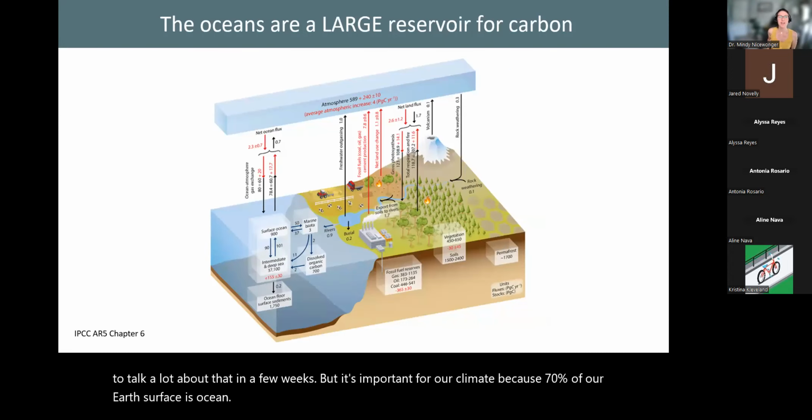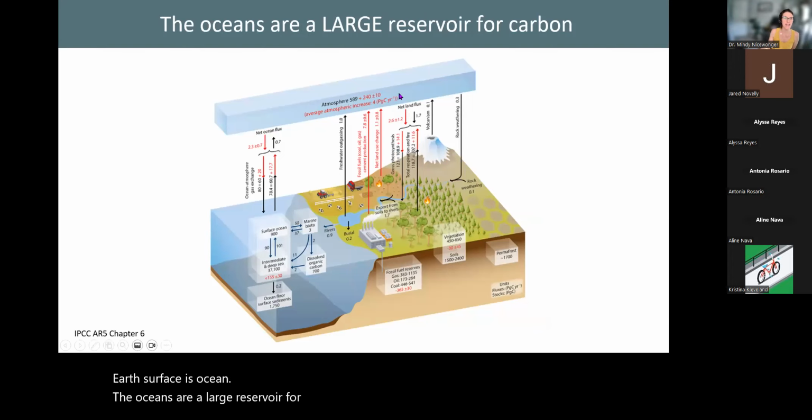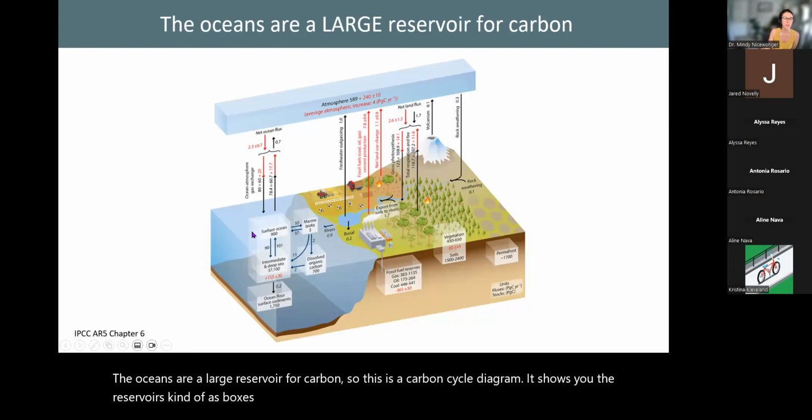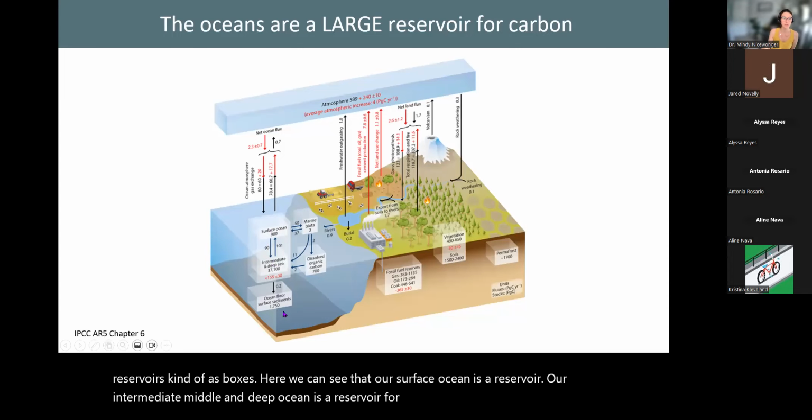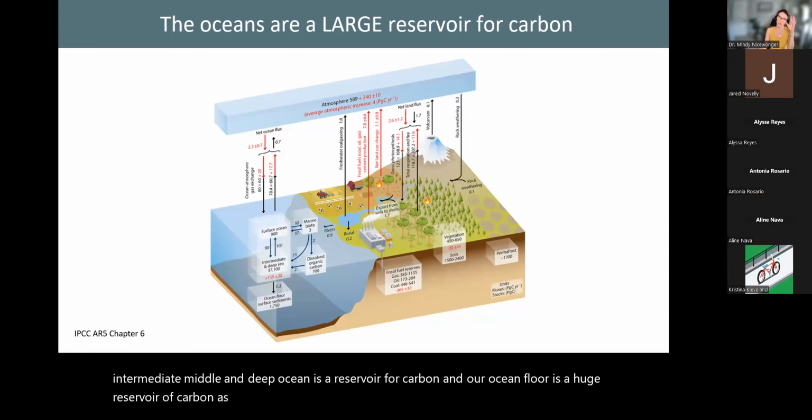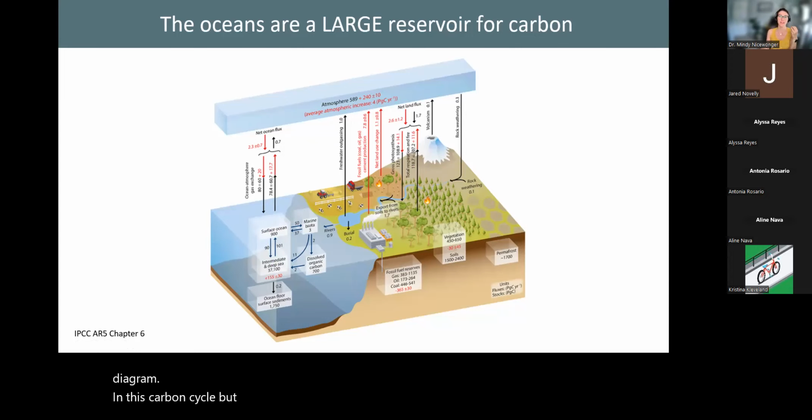The oceans are a large reservoir for carbon. So this is a carbon cycle diagram. It shows you the reservoirs kind of as boxes here. We can see that our surface ocean is a reservoir. Our intermediate, middle, and deep ocean is a reservoir for carbon, and our ocean floor is a huge reservoir of carbon as well. And we're going to talk in so much depth about this type of diagram and this carbon cycle, but just to reiterate that the ocean is really important for our climate system.